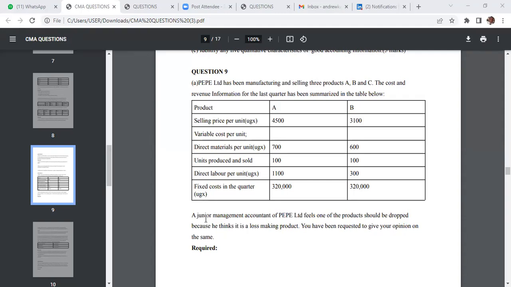Okay, let me first summarize the information. So then you have contribution. Contribution is given by the selling price minus variable cost, total variable cost. And then from this, we deduct fixed costs. The fixed costs we had were 320,000 and then also 320,000, for A and B.